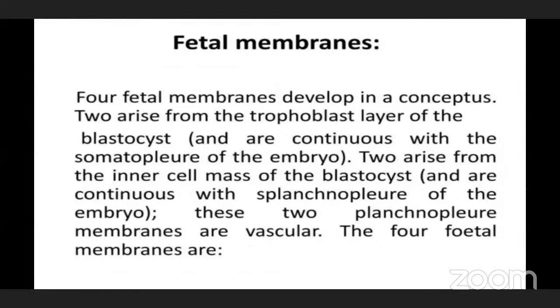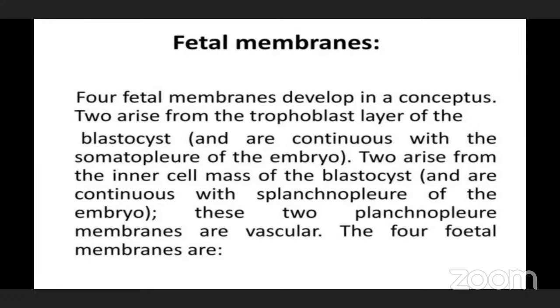So there are a total of 4 fetal membranes which will develop into the conceptus. Conceptus is the term used when we discuss the fetus along with the membranes. So there are 4 fetal membranes: 2 arise from the trophoblast layer of the blastocyst and 2 arise from the inner cell mass of the blastocyst.